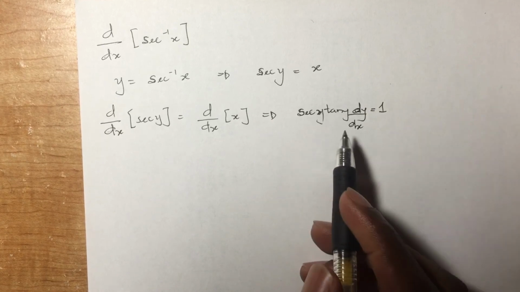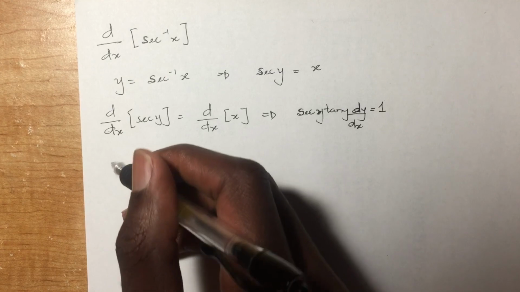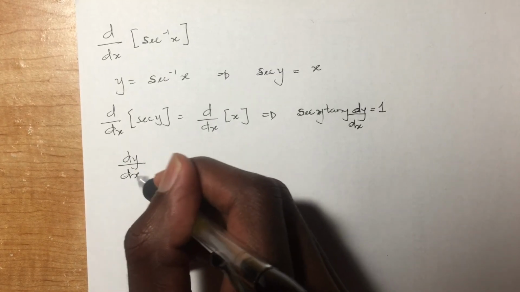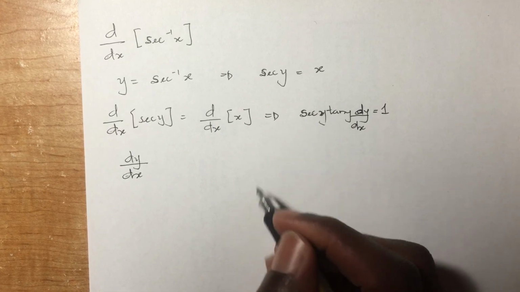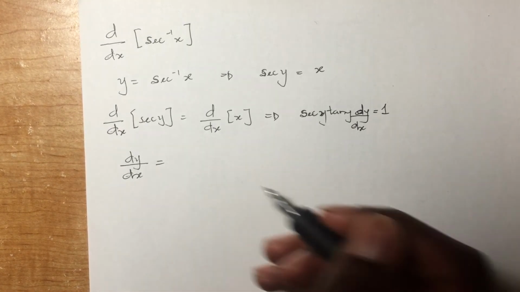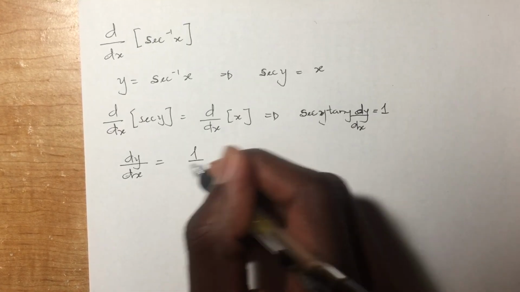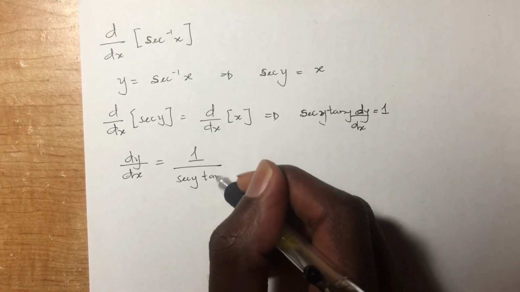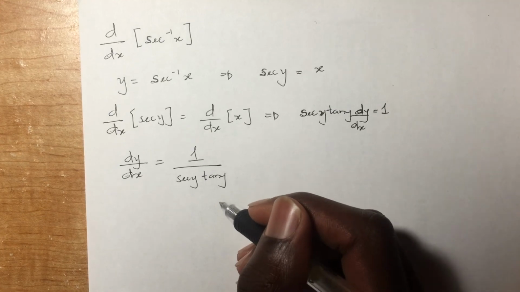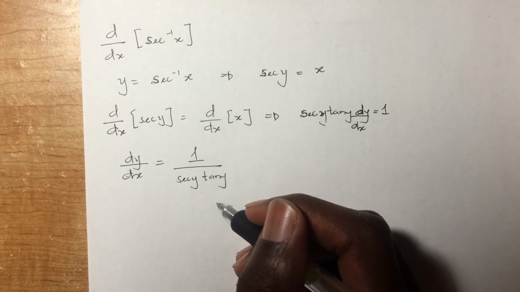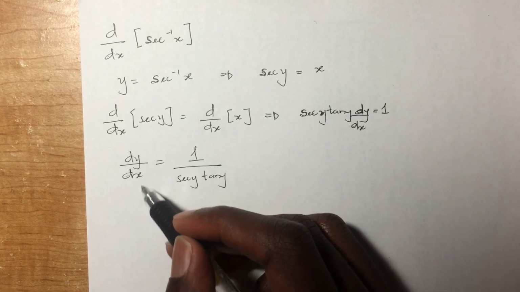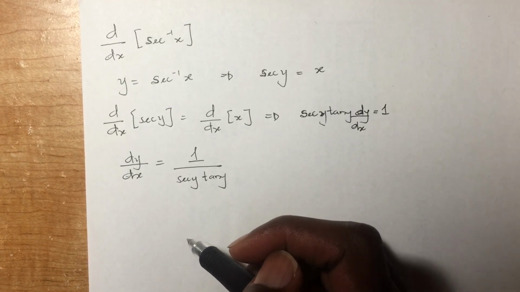And since we want our dy dx to stand by itself on one side of the equal sign, we're going to divide both sides by secant y tan y. So we're going to end up with dy dx equals 1 over secant of y tan y. And then we cannot call this our answer because we want something in terms of x since we're deriving with respect to x, but this is in terms of y.